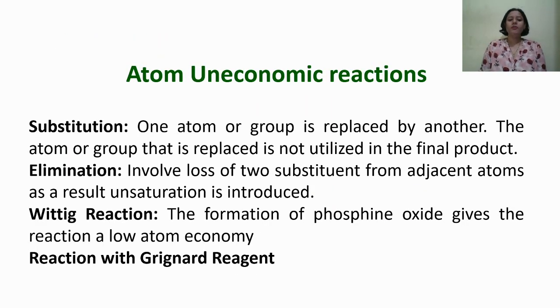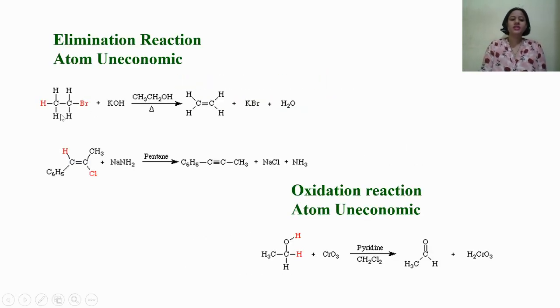Another type of atom uneconomic reaction is the elimination reaction. Elimination reactions involve loss of two substituents from adjacent atoms. As a result, unsaturation is introduced. You can see an example. This is an alkyl halide. Here hydrogen and bromine are removed and an alkene is generated. So this is an elimination reaction.